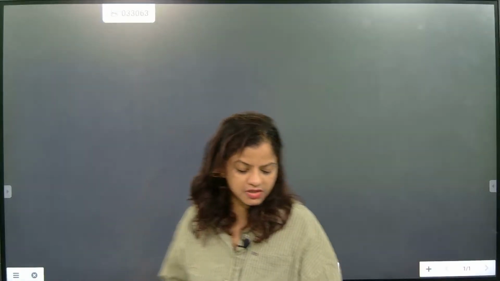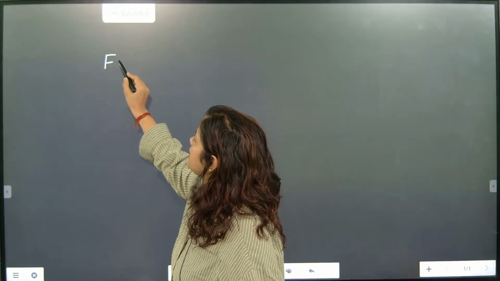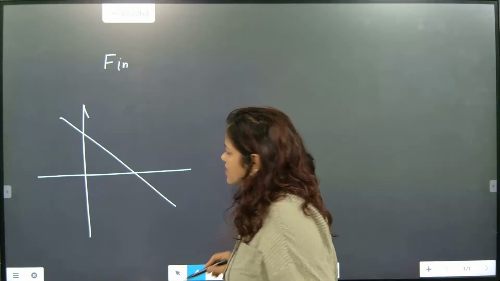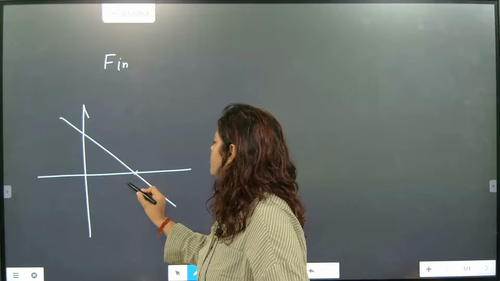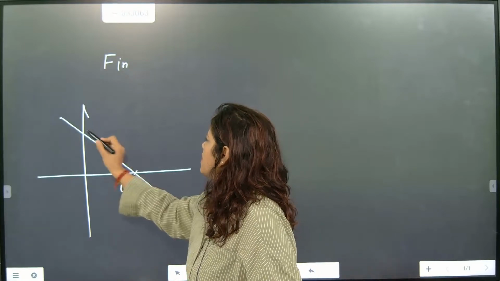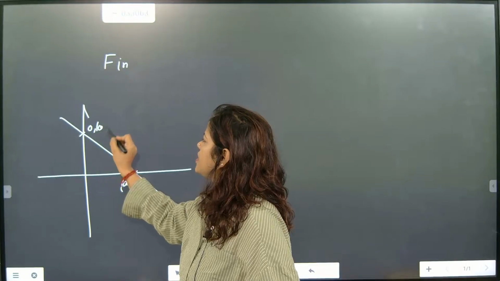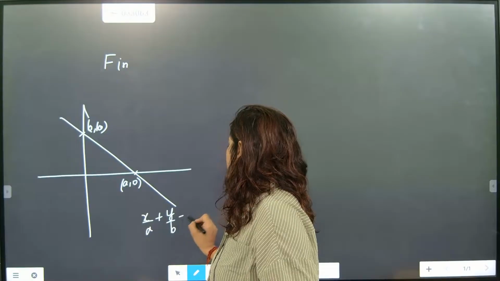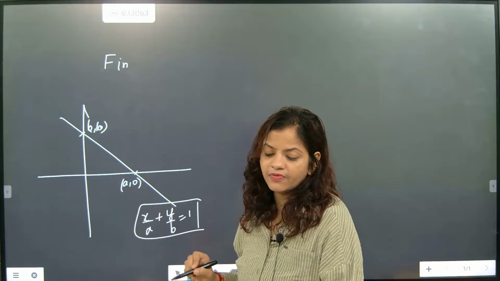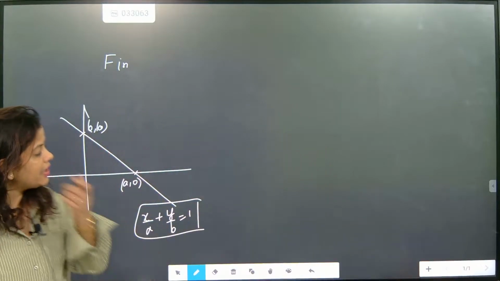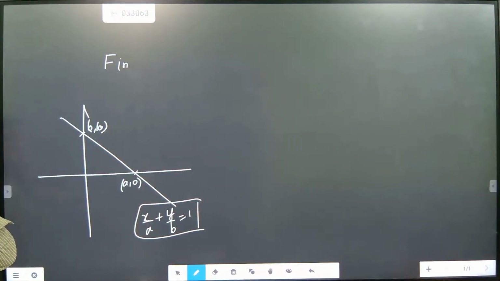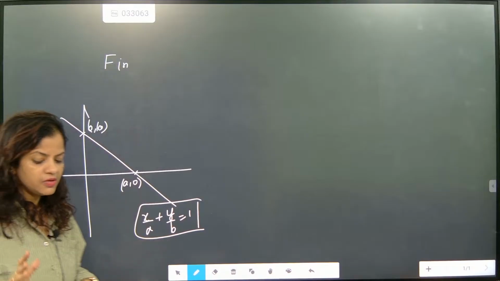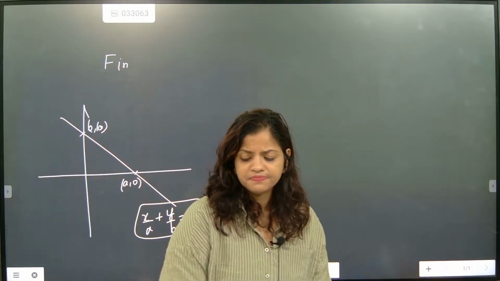So first question is, find the equation. Intercept form of a line means, if an axis is like this and a straight line is cutting it, at that moment this point will become a comma 0 and this point will become 0 comma b, and then the intercept equation is x by a plus y by b equal to 1. This is exactly the intercept form. So x by a plus y by b is equal to 1 is the intercept form equation.